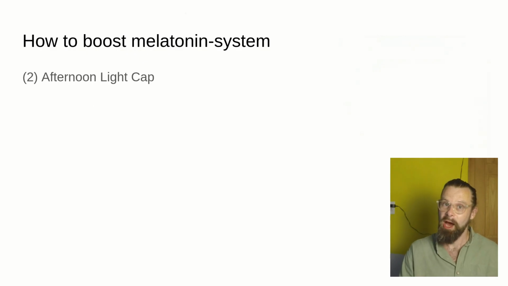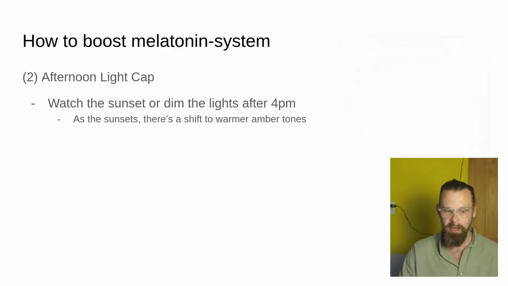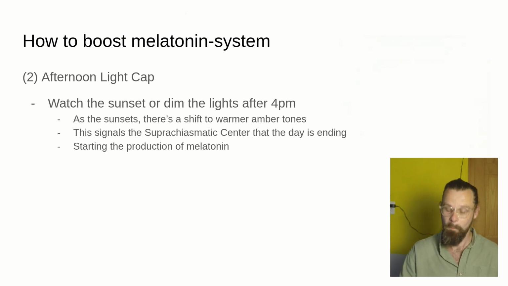Now next up, the afternoon light gap. So basically watch the sunset or dim the lights after 4 p.m. So as the sun sets, there's a shift to warmer amber tones, so that's what you want to mimic. And this is the signal to the suprachiasmatic center that the day is about to end, and this is gonna help with the production of melatonin.